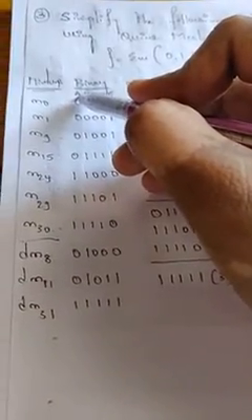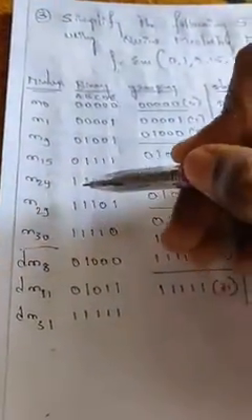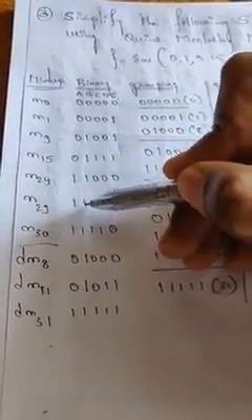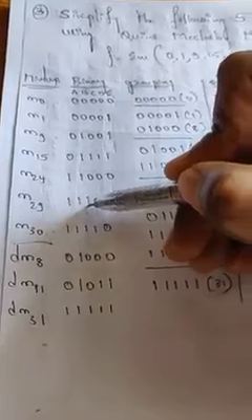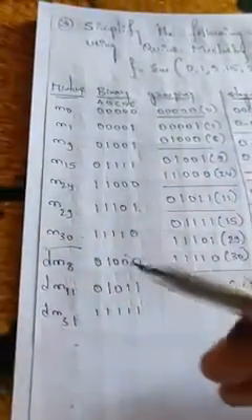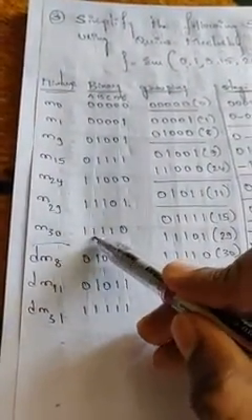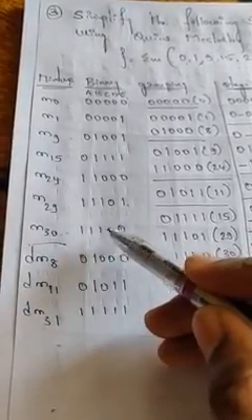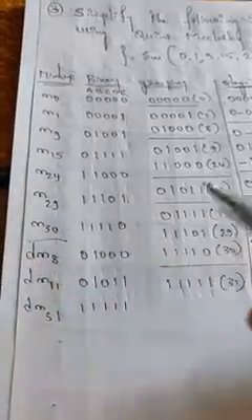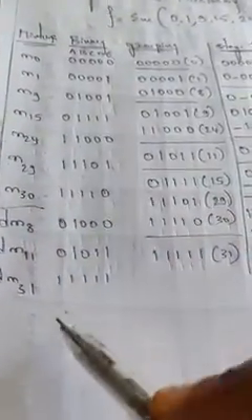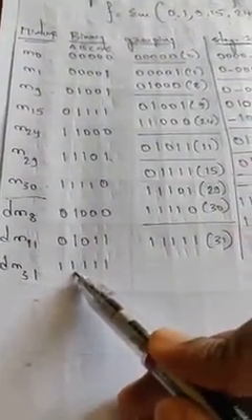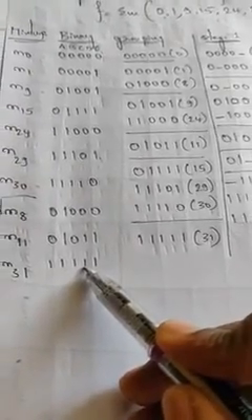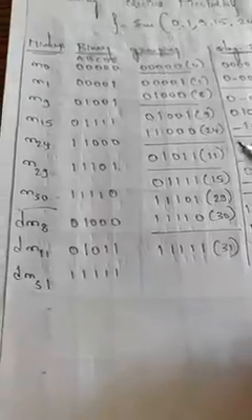What is 2 to the power of 4? 16. So what is 16 plus 8? 24. 16 plus 8 is 24, 24 plus 4 is 28, plus 1 is 29. Like this, 16 plus 8 is 24, 24 plus 4 is 28, 28 plus 2 is 30, and 30 plus 1 is 31. I have written the binary numbers like this.